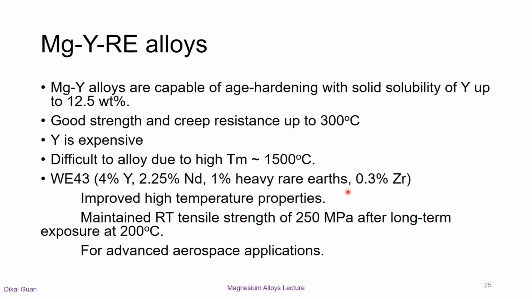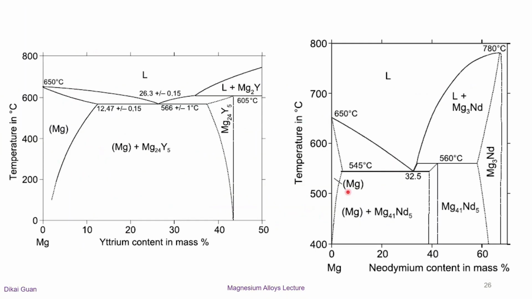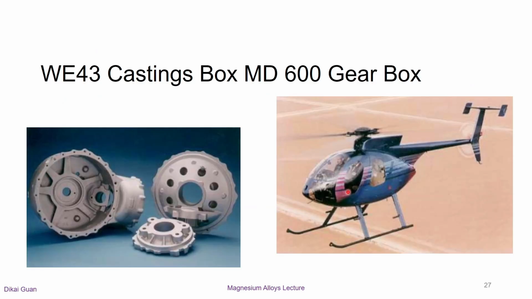Due to the high cost of some of the alloy elements and processing, WE alloys are mainly used for defense, military aircraft, and specialized applications. For example, here we can see the WE43 casting box, which has been used in MD helicopters MD600.